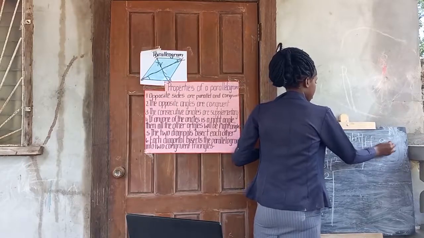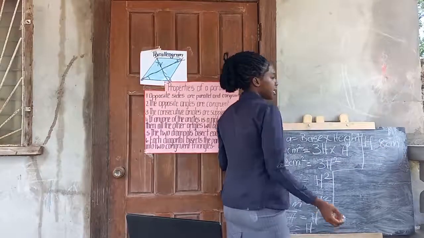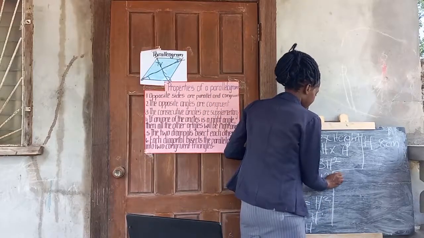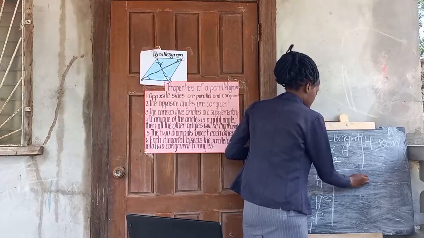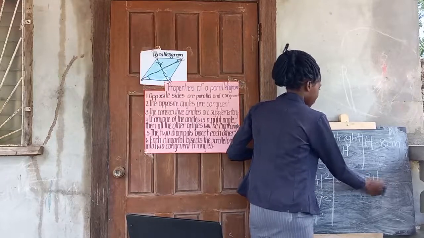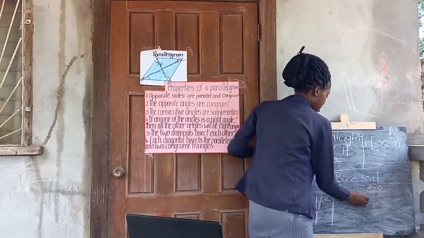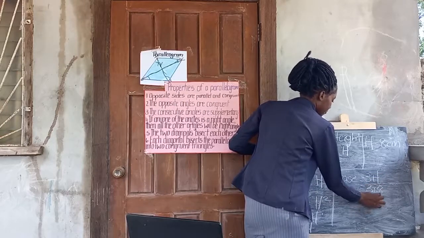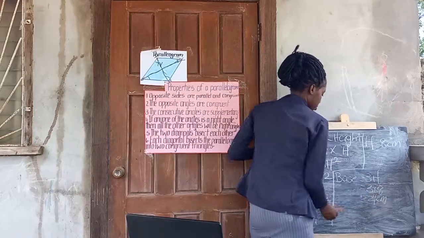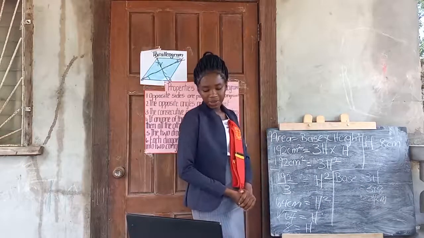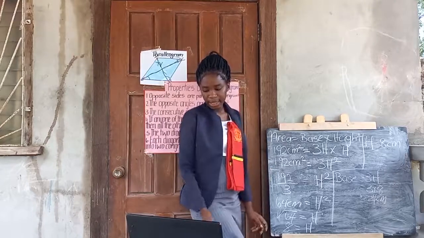8 centimeters. That's the height, but what is the base? And it stated that the base equals 3 times the height. And 3 times 8 is going to give us 24 centimeters. Right, so this is our base. Do you understand? Very well.